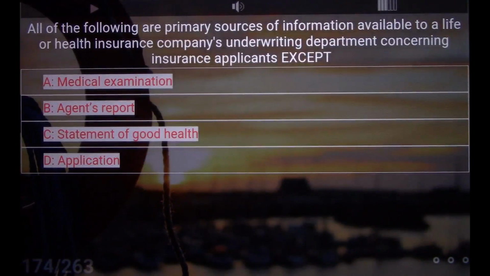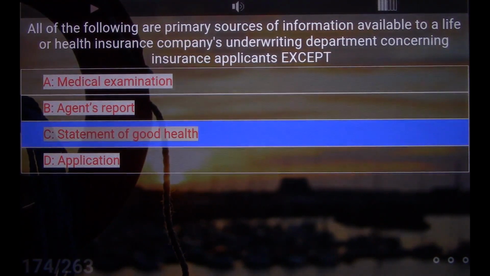All of the following are primary sources of information available to a life or health insurance company's underwriting department concerning insurance applicants except C. Statement of good health.